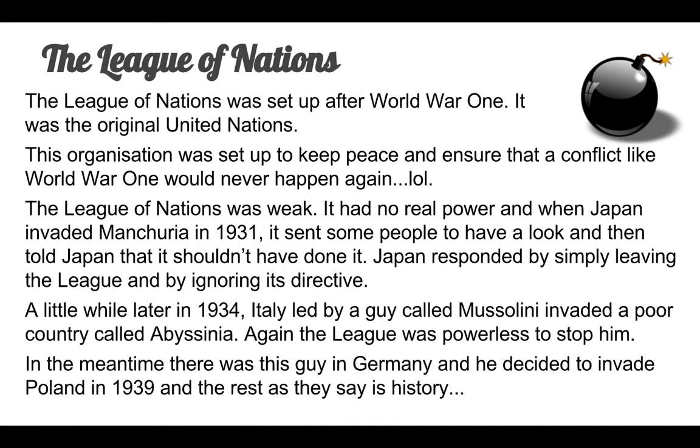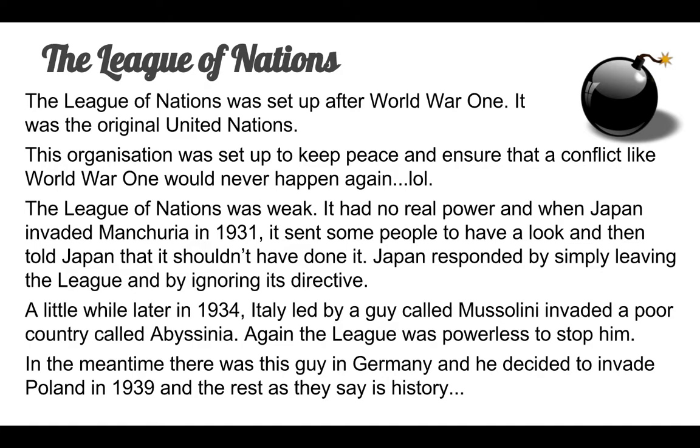Now, the League of Nations was the predecessor to the United Nations, which still exists today. This organisation was set up to keep peace and ensure that a conflict like World War I would never happen again. The League of Nations was weak. It had no real power, and when Japan invaded Manchuria in 1931, it sent some people to have a look and then just told Japan it shouldn't have done it. Japan simply responded by leaving the League and ignoring its directive.